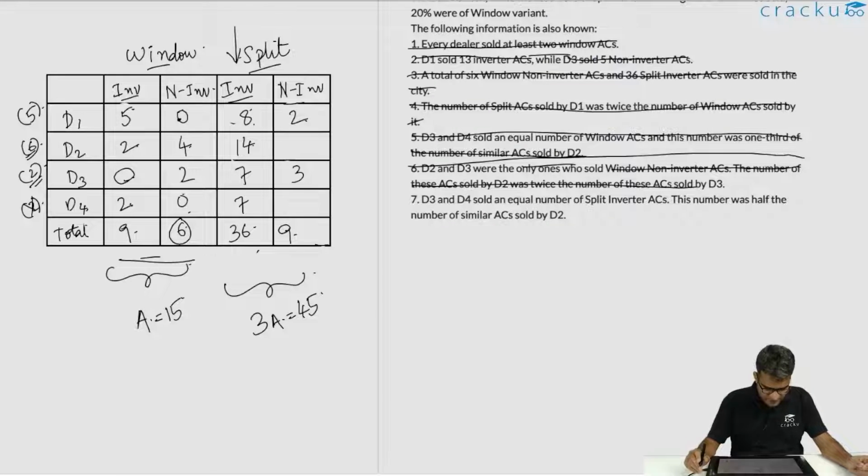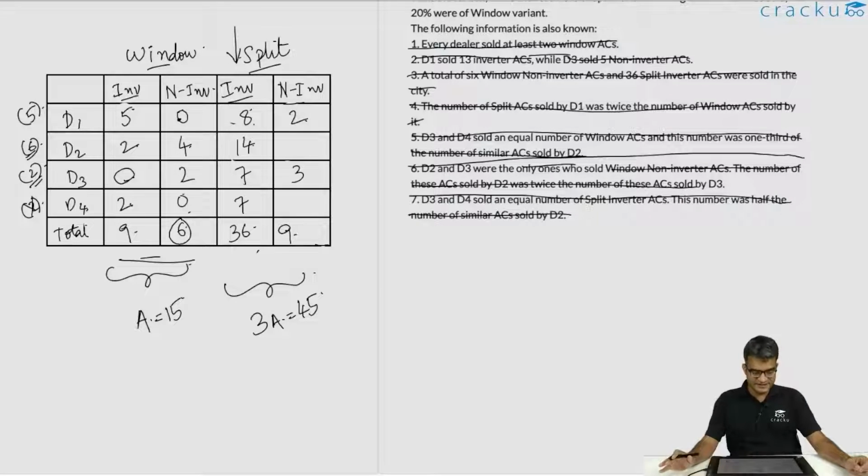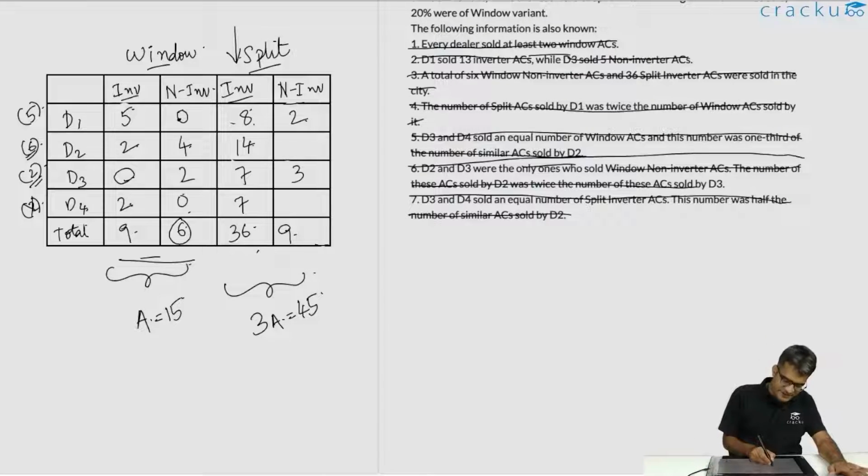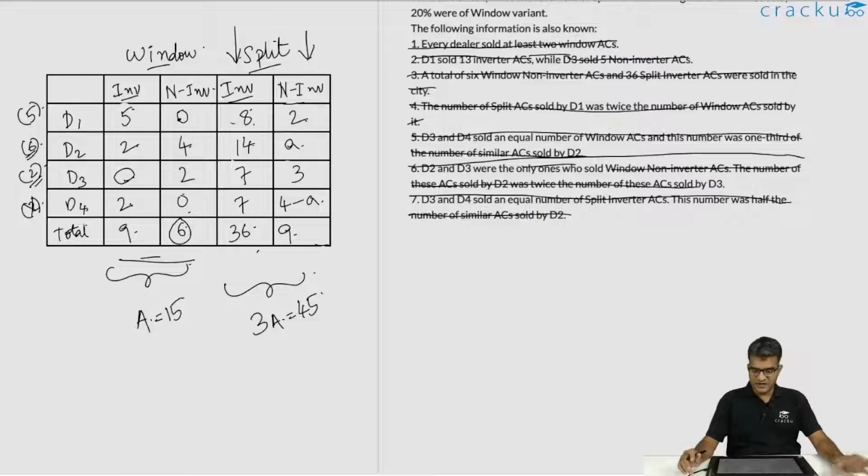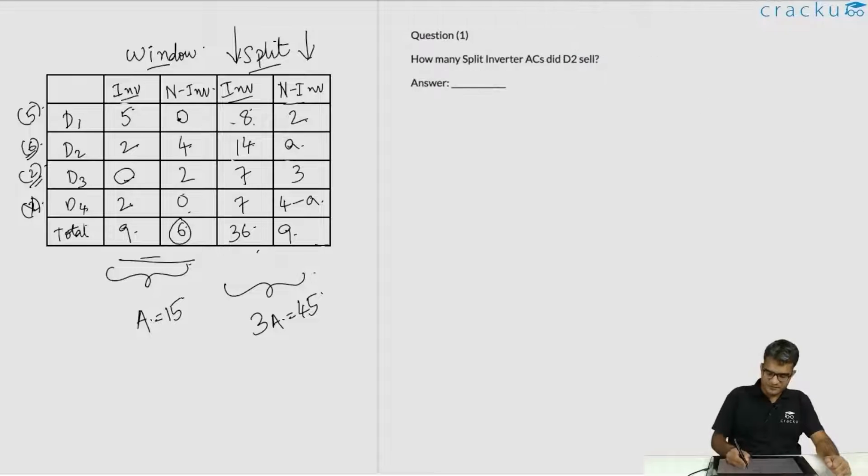D3 and D4 sold an equal number of split inverter ACs. This number was half of the similar number sold by D2. That also is used up. So basically, we don't know the number of split non-inverter ACs sold by D2 and D4. Let us assume that this is A. This will therefore be equal to 4 minus A, because the sum of this column has to be equal to 9. Let us go ahead and answer the questions that follow.